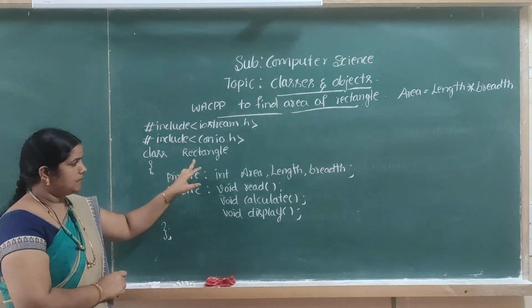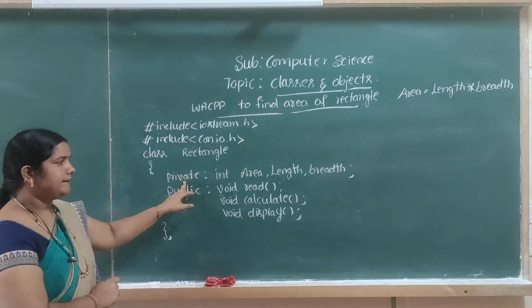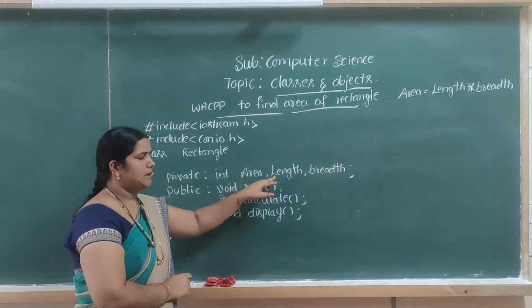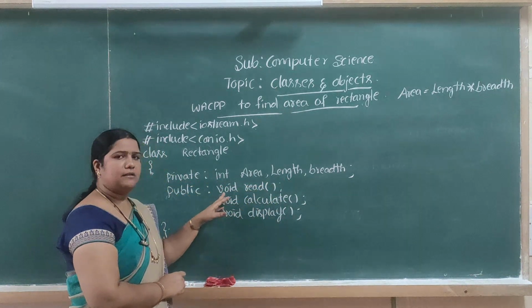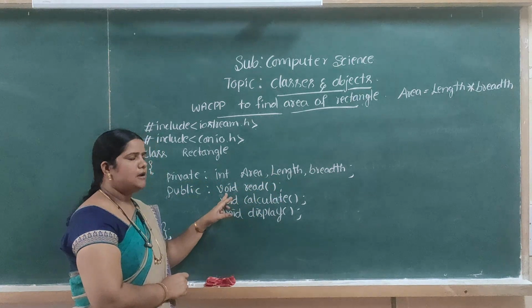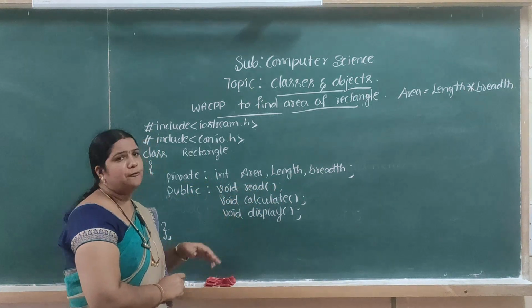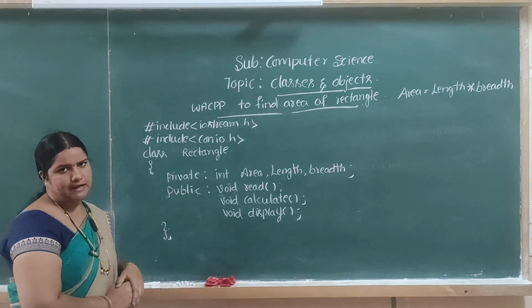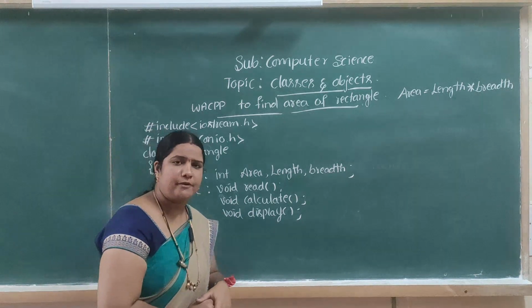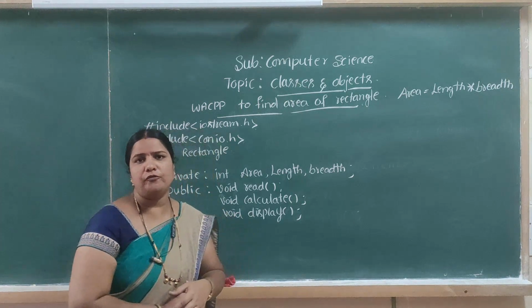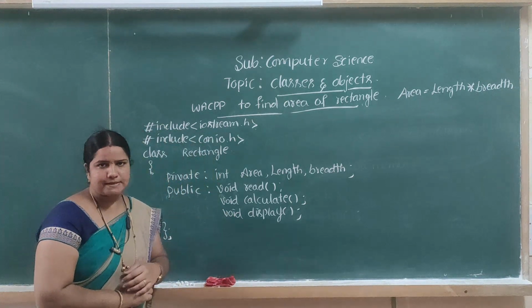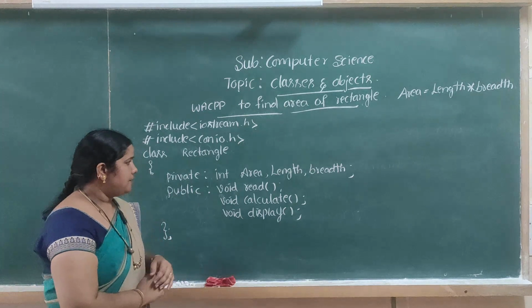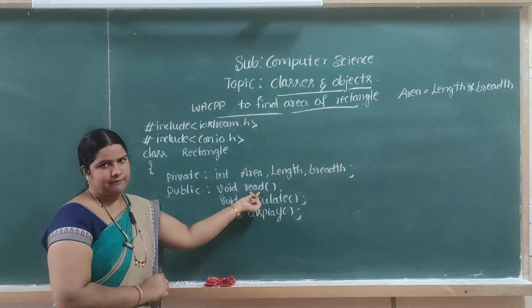It contains the class name Rectangle. It will be taken as the private section: int area, length, breadth, and it contains the three member functions like void read, void calculate, and void display. Again, we have to access member functions outside the class using one of the operators, that is the scope resolution operator. So first one, member function like read function.